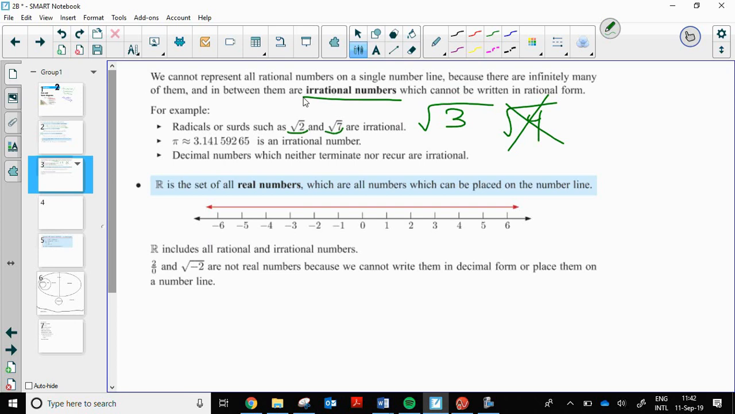For those of you who know about cube roots, it will be rational only if the number underneath is a perfect cube. So the cube root of 1 is rational, because the cube root of 1 is 1, but the cube root of 2 and 3 and 4 and 5 and 6 and 7 are all irrational. The cube root of 8, that's rational again, because the cube root of 8 is 2, and so on.